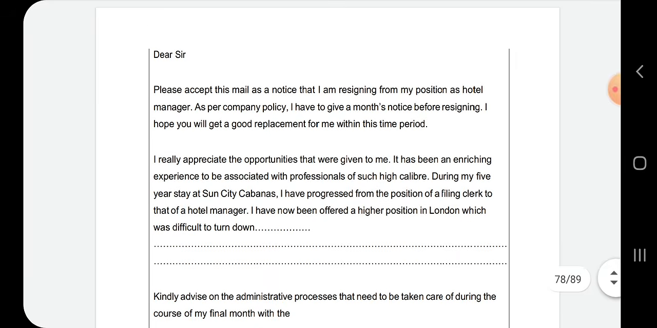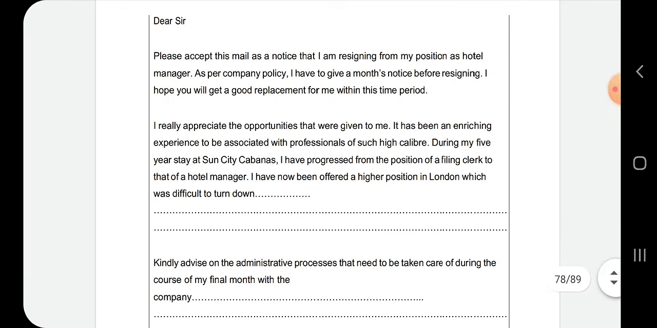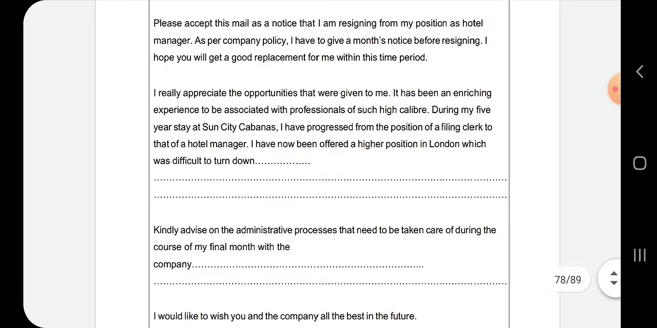Dear Sir or Madam, please accept this mail as a notice that I'm resigning from my position as hotel manager. As per company policy, I have to give a month's notice before resigning. I hope you will get a good replacement for me within this time period. I really appreciate the opportunity that has been given. And then you open to tell what it is about, and then you elaborate more on the second paragraph.